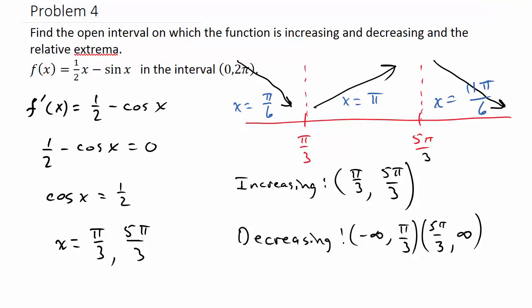All right, so now we need our relative max and min, and you can see here we're decreasing up until we get x is equal to pi over 3, and then we start increasing. So we have a relative min at pi over 3. And then here we're increasing until we get to an x value of 5 pi over 3. And then we start decreasing. So we have a relative max here.